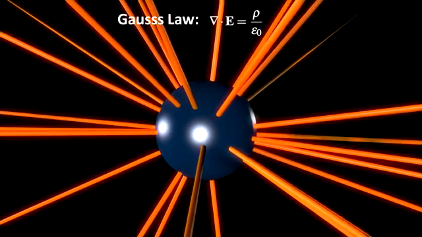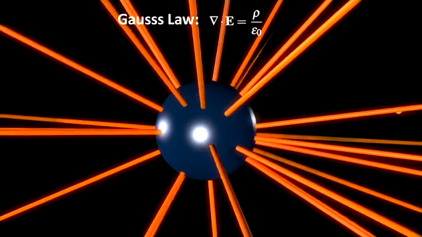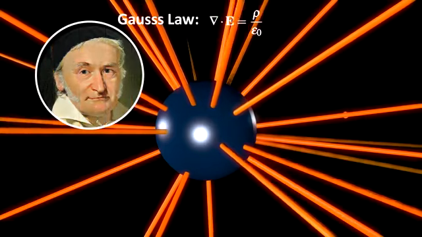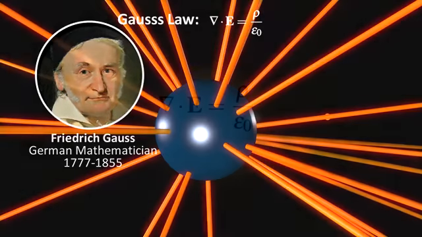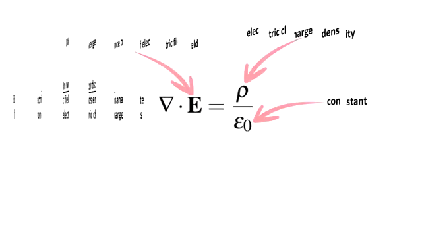The first equation is a formula that tells us how electrical charges create electrical fields. It's based on concepts developed by Carl Friedrich Gauss. It basically tells us that if you have an electrical charge, there will be an electrical field emanating from it. If you want to know the strength of this electrical field, you can calculate it using this equation.